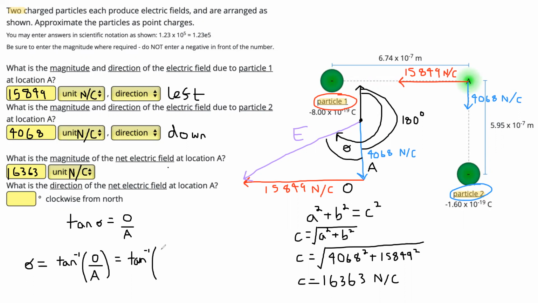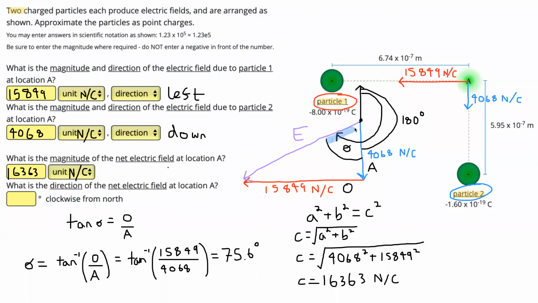The opposite side was 15,849. The adjacent side is 4,068. We'll put that all into our calculator. Inverse tan of this fraction, making sure you're in degrees, not radians. That's going to give us an angle of 75.6 degrees. Awesome. So I found now my angle.